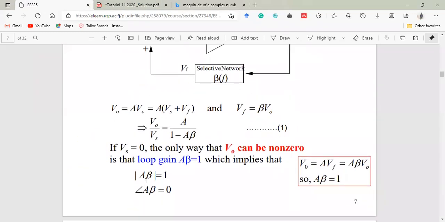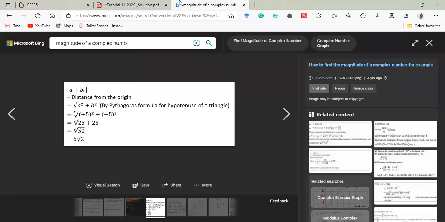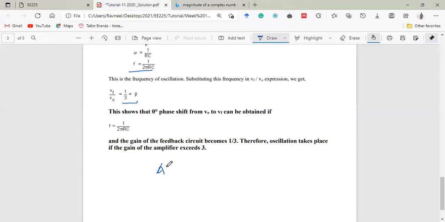Over here, the loop gain has to be equivalent to 1. So in that particular case, we know that our A times beta is equivalent to 1. So our beta is equal to 1/3. So our A has to be equivalent to 3, isn't it? So in order for the oscillation to take place, remember, based on our labs, we know we have to slightly increase the gain, isn't it? So in this particular case, we increase the gain of the circuit in such a way that it exceeds 3.